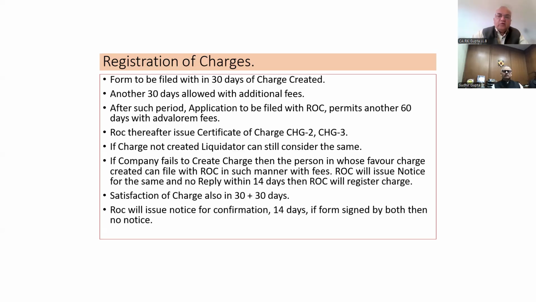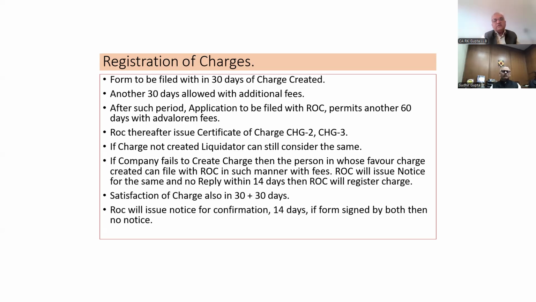In CHG1, you have to apply for the creation of charge. If the charge is not created, then the liquidator can still consider the claim. Suppose a company goes into liquidation and a secured creditor says, I was offered security. This is the loan agreement, or these are the terms of engagement which were entered into by the company with me, but this charge is not created. Then based on certain documents, the liquidator can still consider the same.